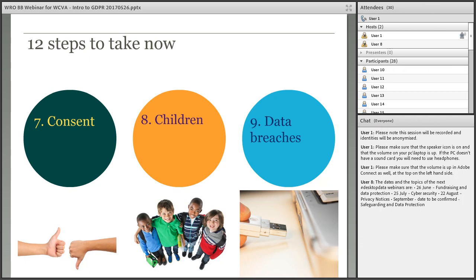This is especially important because, as we mentioned previously, GDPR will require all organisations to report certain types of data breaches to the ICO within 72 hours. Where a breach is likely to result in a high risk to the rights and freedoms of individuals, it will also need to be notified directly to those concerned if that threshold is met.